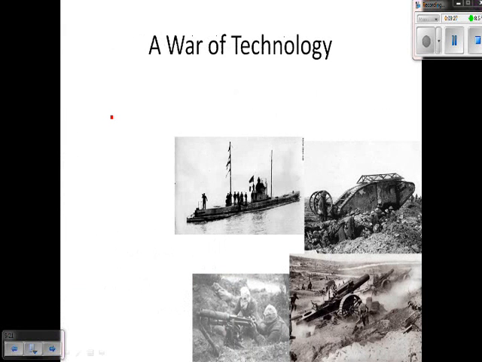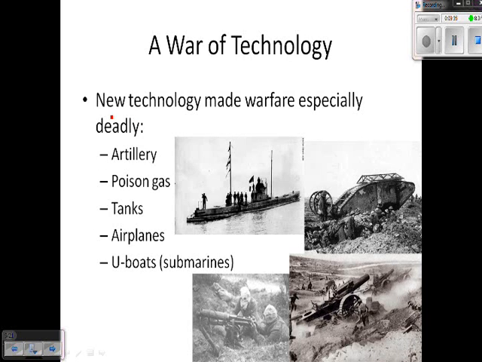All right, so looking at the technology, this was sometimes referred to as one of the first mechanized wars because there was such a heavy emphasis placed on machines and technology and the role they played in the war. So long-range artillery, poison gas, tanks, airplanes, but definitely one of the more impactful was the use of U-boats, which is particularly going to be the Germans. All right, an easy way to remember that is U stands for underwater.